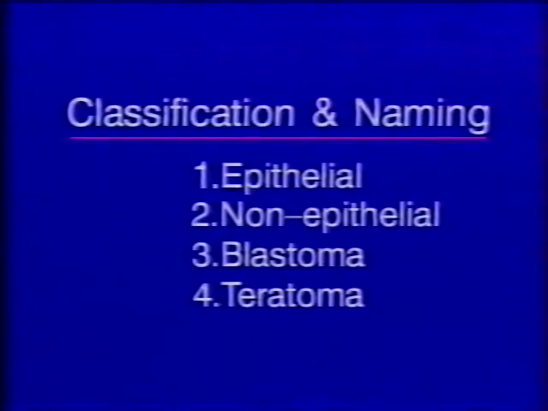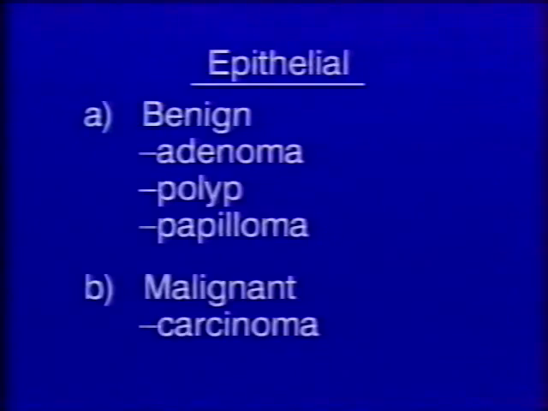The classification and the naming of most neoplasms reflect their tissue of origin, whether a neoplasm is benign or malignant, and sometimes additional features. The great majority of neoplasms may be divided into 4 types: epithelial and non-epithelial, and blastomas and teratomas. Benign epithelial neoplasms are generally classified as adenomas, polyps, or papillomas. Malignant epithelial neoplasms are termed carcinomas.